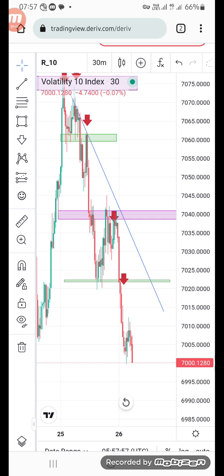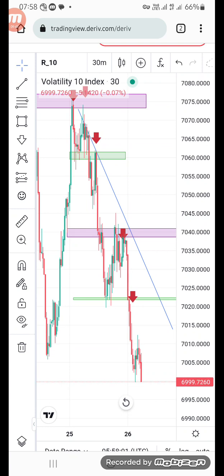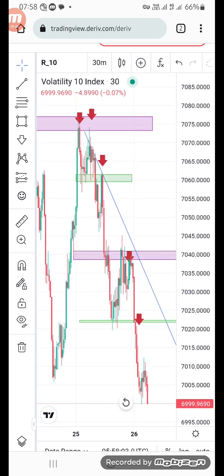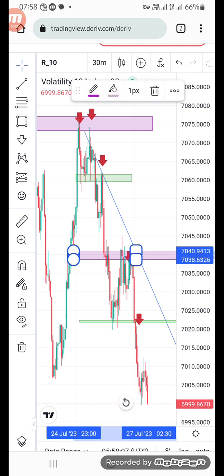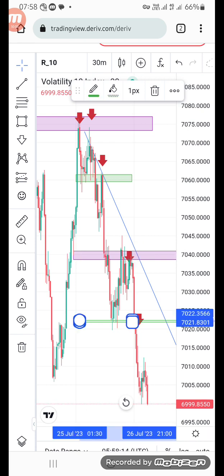I entered the sell. It's clean. I was waiting for that moment, but I would have entered my sells from up there, from here, but then I waited for the third opportunity to present itself. That's when I entered that sell right there.